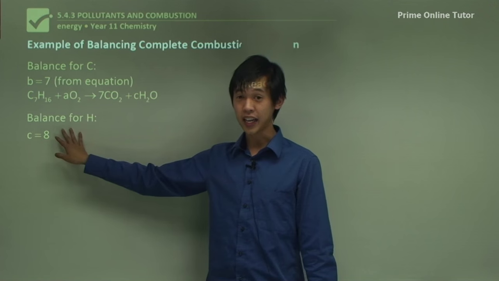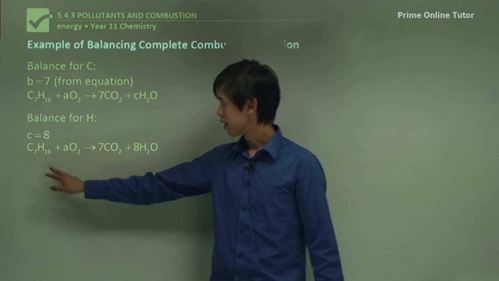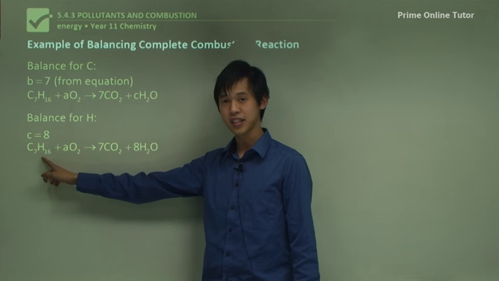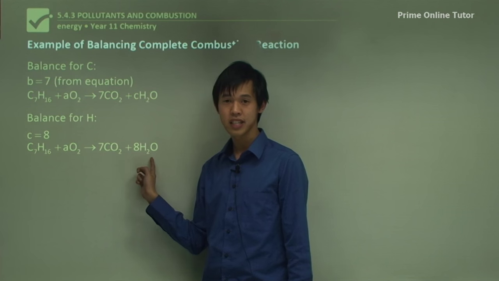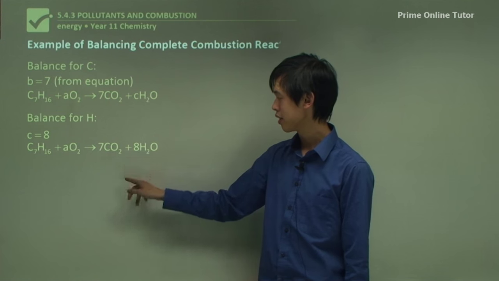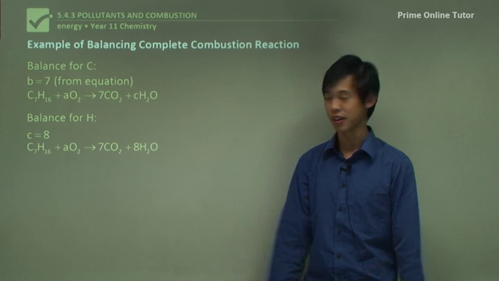Now, if we balance for H, because remember we go C, then H, then O, then we had C was this number here. There's 16 on the left-hand side. There's 2 on the right-hand side. So how many times does 2 go into 16? 8 times. So 8 times 2 is 16. You've got 16 on this side. You're balanced, which is great.